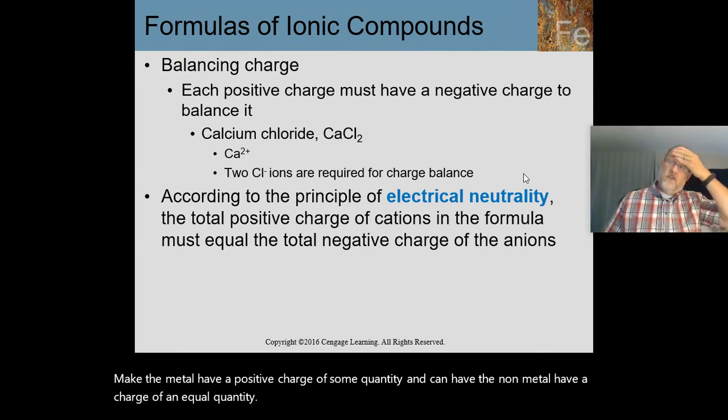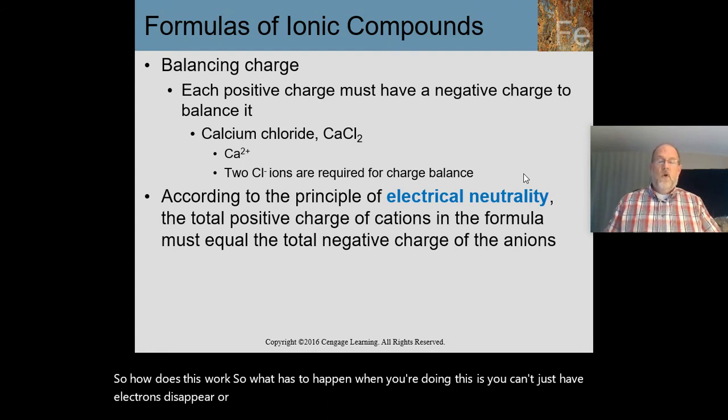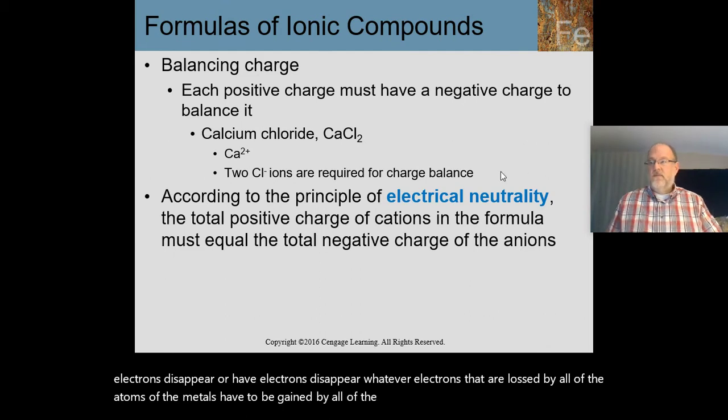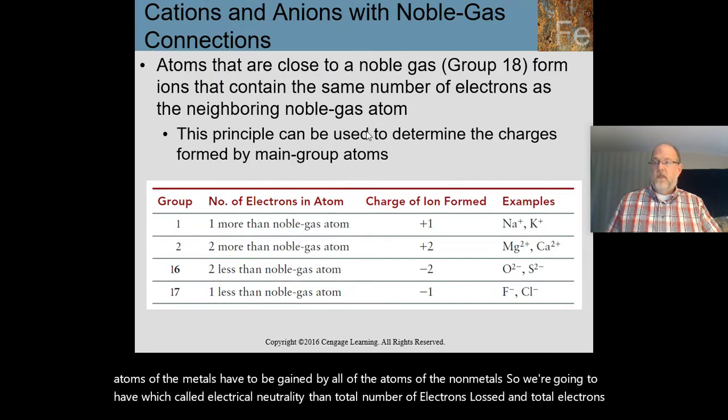So how does this work? What has to happen when you're doing this is you can't just have electrons disappear or just appear. Whatever electrons are lost by all of the atoms of the metals have to be gained by all of the atoms of the nonmetals. So we're going to have what's called electrical neutrality. The total number of electrons lost and the total number of electrons gained are going to be the same.